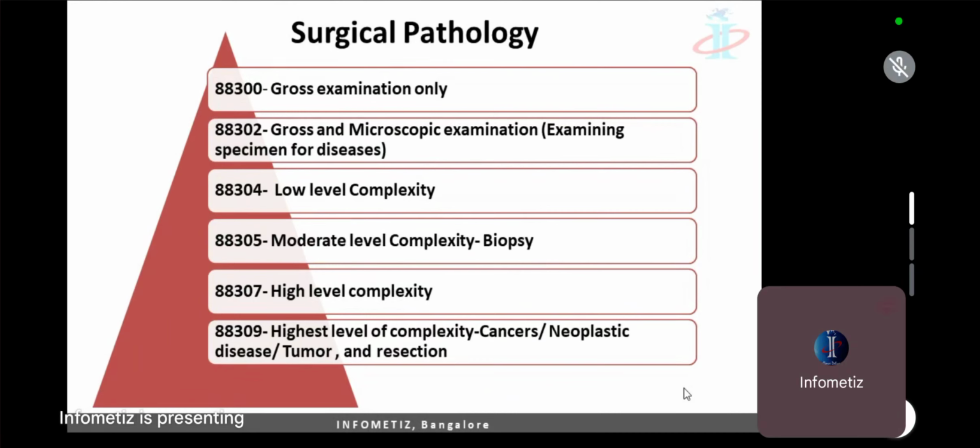But if you come to 88304, which is for low level, skin, come to skin in 304. Skin, cyst, tags, debridement. We have taken a small amount of skin as a sample. Is it a life-threatening condition? If anyone has a skin cyst, can it kill a patient?